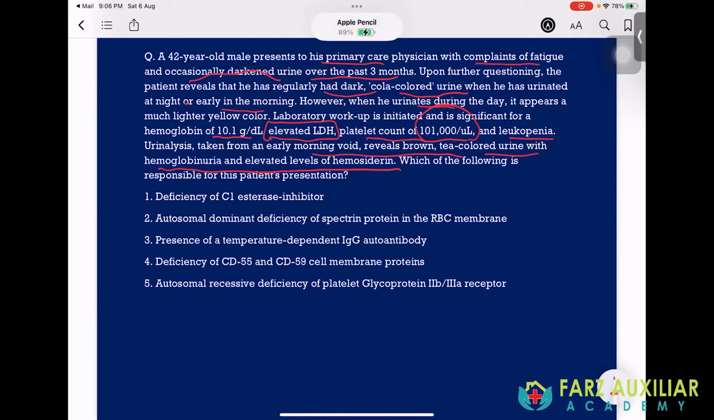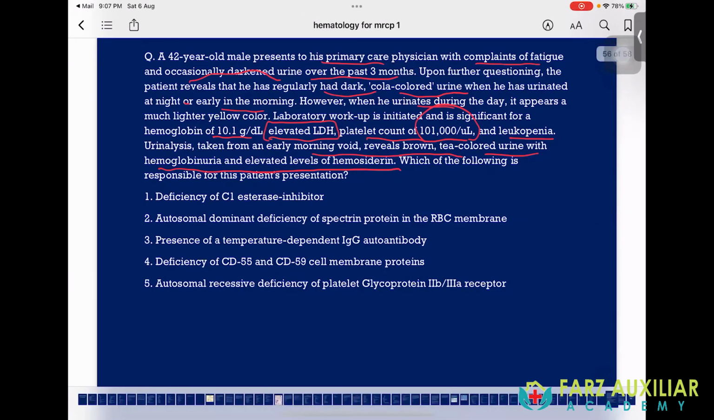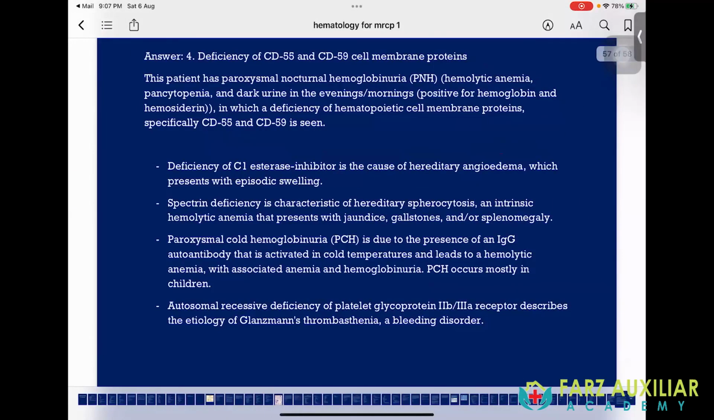Is it deficiency of C1 esterase inhibitor? Is it autosomal dominant deficiency of spectrin protein? Is it presence of a temperature-dependent IgG autoantibody? Is it deficiency of CD55 and 59 on the RBCs? Is it an autosomal recessive deficiency of platelet GP2B3A receptor? So what is the answer here? So 4. Yes. It basically means that CD55 and 59 are deficient, leading to PNH.